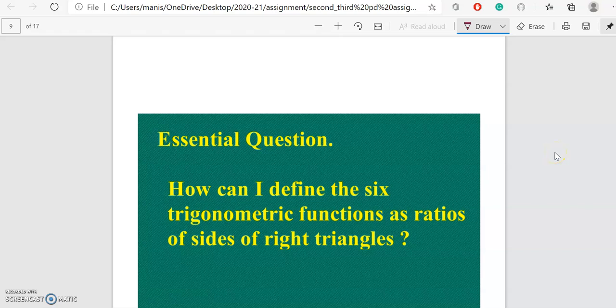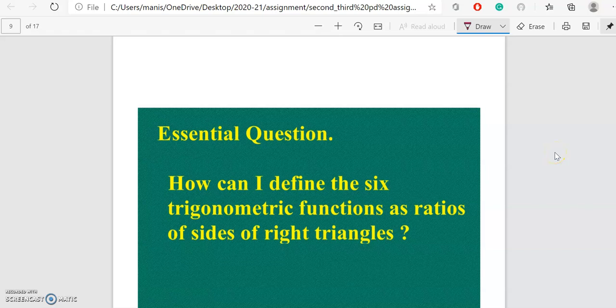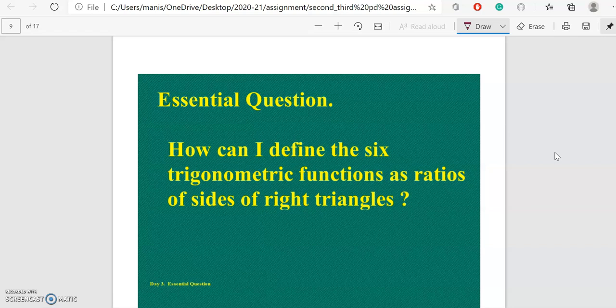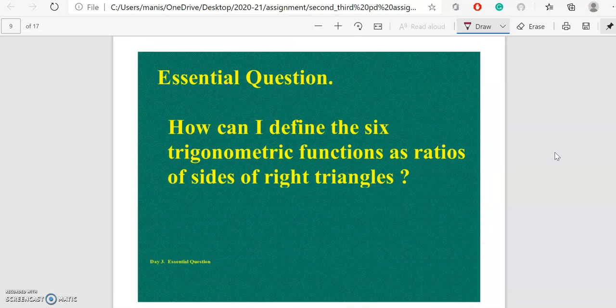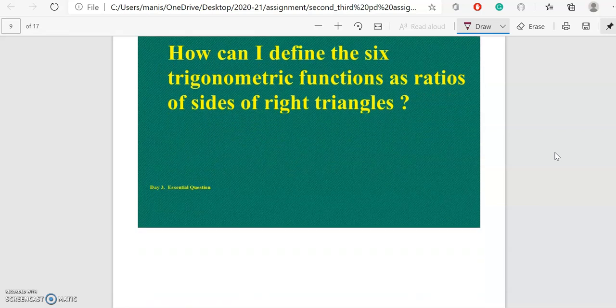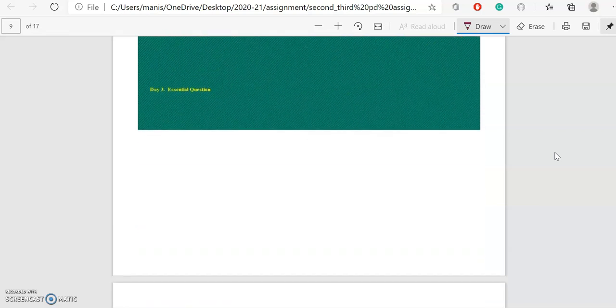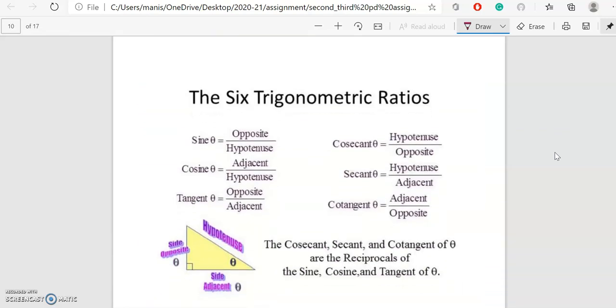Good morning, students. Today we will be learning about how to find the six trigonometric ratios of the sides of right triangles. We have earlier studied three trigonometric ratios: sine, cosine, and tangent. Today we'll be learning about the remaining three: cosecant, secant, and cotangent.